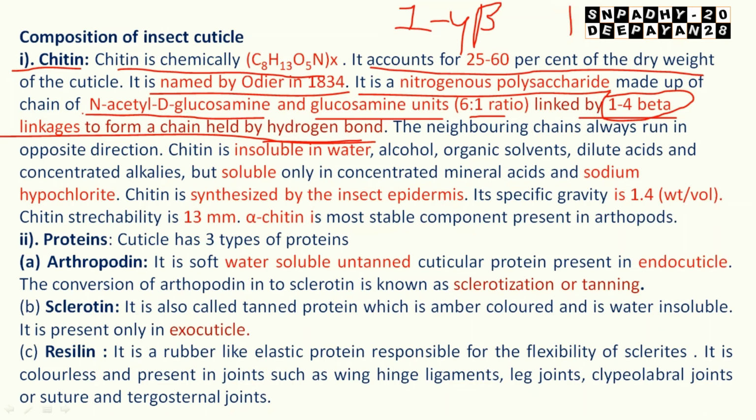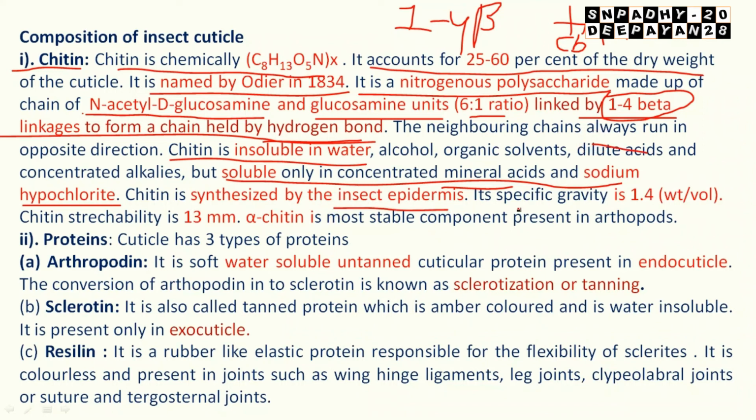Again, suppose these are the chains. These chains will be interlinked by covalent bonds. That is not important for your understanding. One more thing is important: chitin is insoluble in water, but soluble in sodium hypochlorite and other mineral acids. So how will the question come? Chitin is dash in water: insoluble. Chitin is soluble in dash: sodium hypochlorite. Chitin is synthesized by the epidermis.